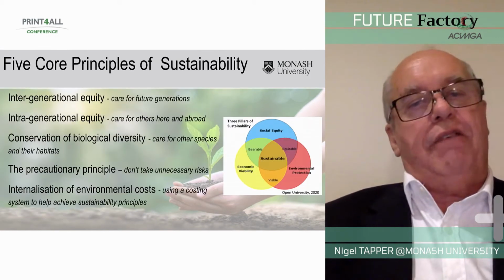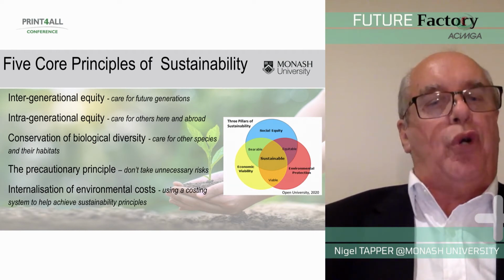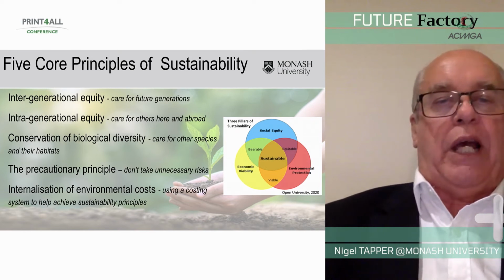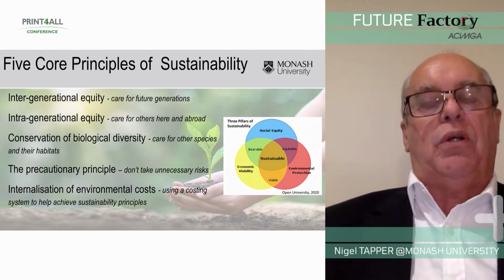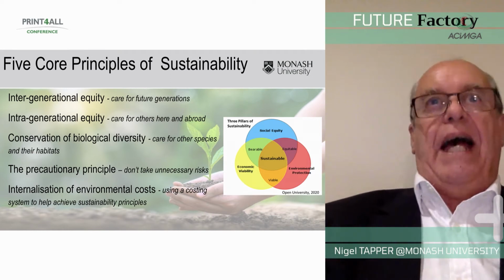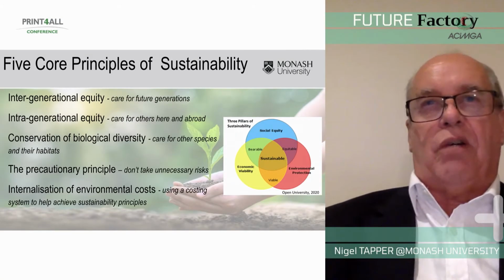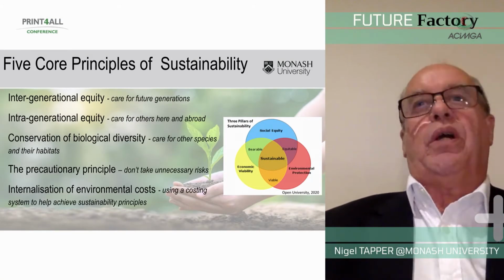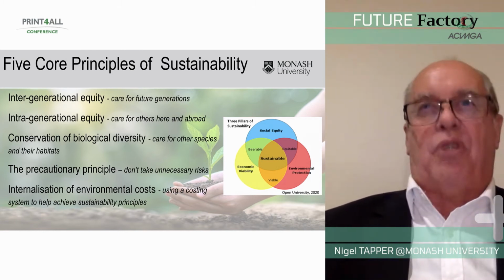We have 5 core principles of sustainability. They are intergenerational equity, which means that those of us that are alive today should not overuse resources so that they are not available for future generations. We also have intragenerational equity, which means that we need to look after each other in the current generation, both within our country and across the globe. And this is about equitable consumption of resources.